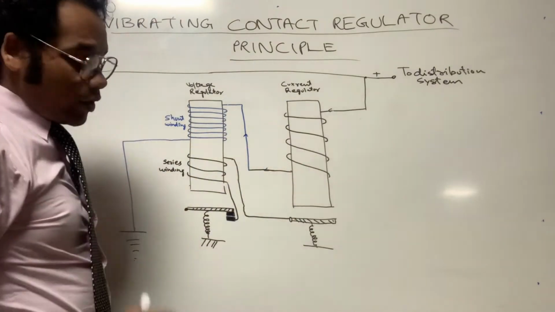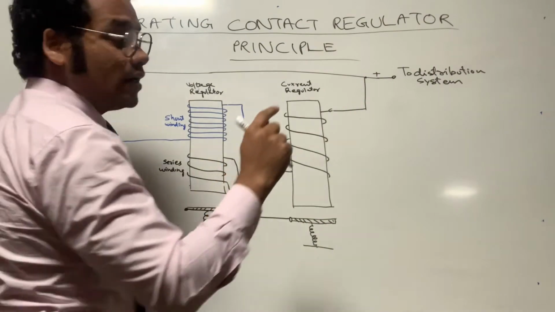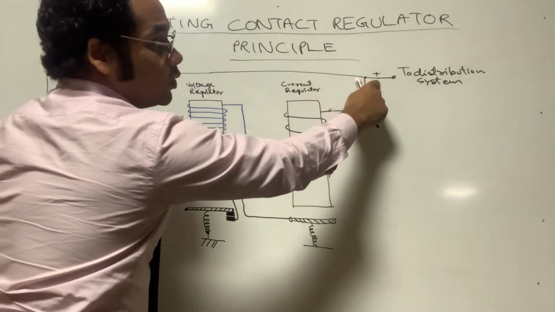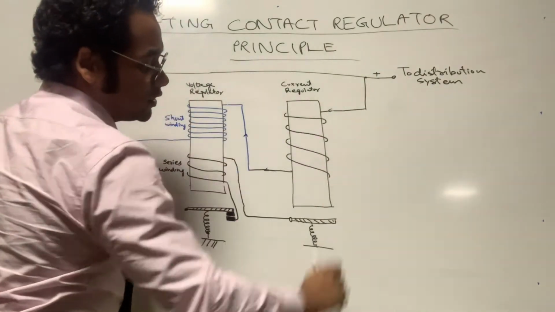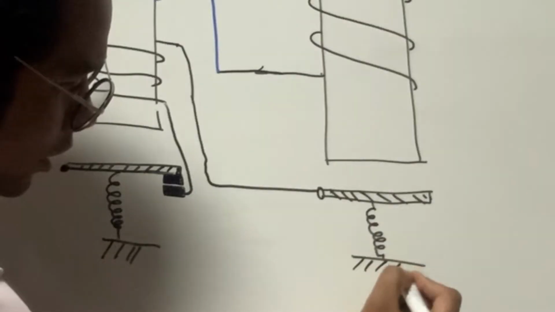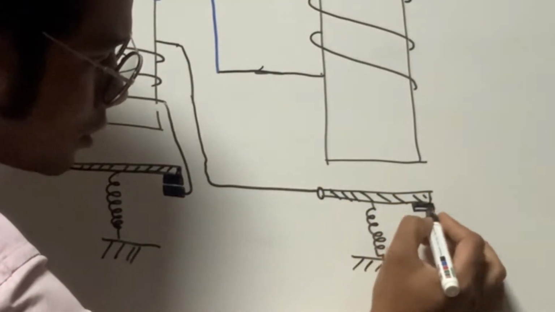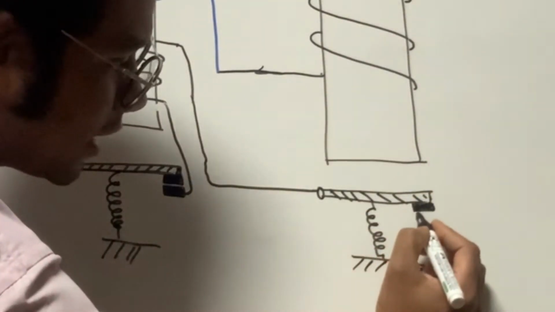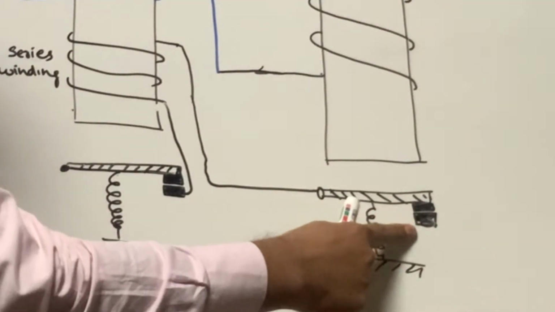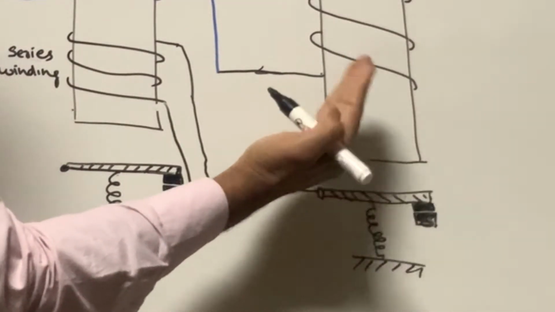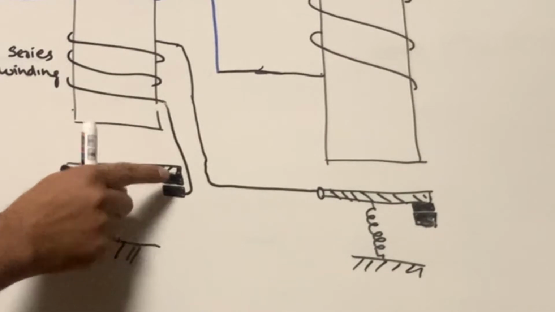Okay, so note one point. The tension of the spring is adjusted such that it corresponds to a certain predetermined value of the output voltage of the generator. So this is a mounting on which the spring is there and the armature is connected. This armature is movable, and the other contact point to which it is connected is a fixed contact, and this armature is a movable contact. Same way this side. This is a fixed contact and this is a movable contact.